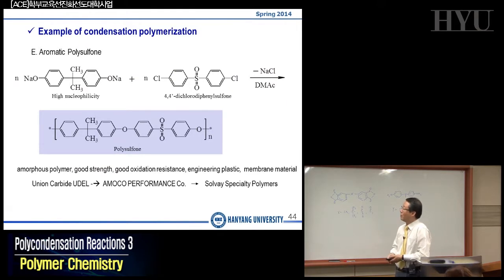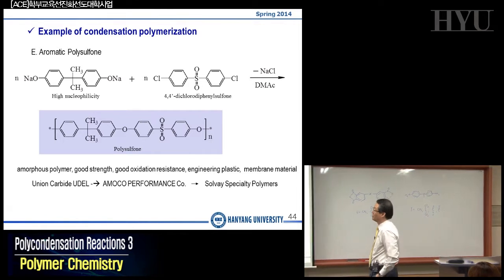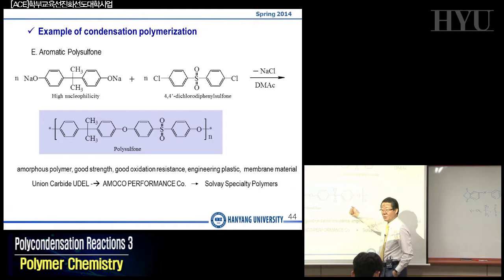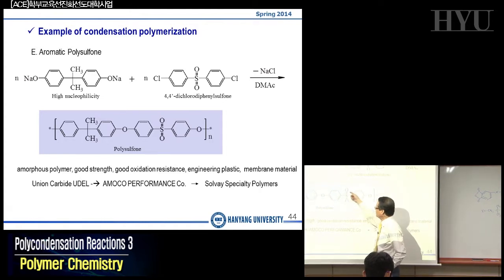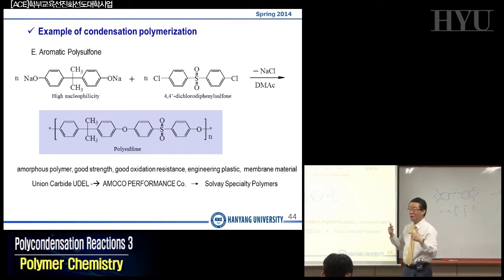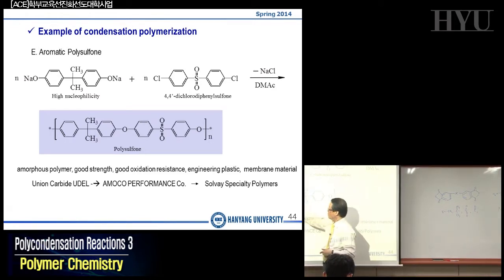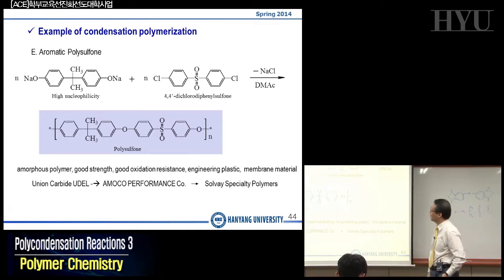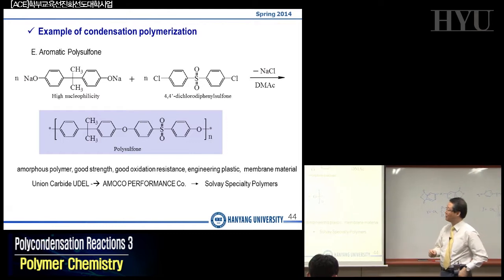Aromatic polysulfone. Aromatic polysulfone is the other example. Aromatic polysulfone has a structure something like this. You have a sulfone structure, but this sulfone is connected with the aromatic ring in the para positions. But not only the sulfone, but you have other functional groups as well, such as ether. Okay?